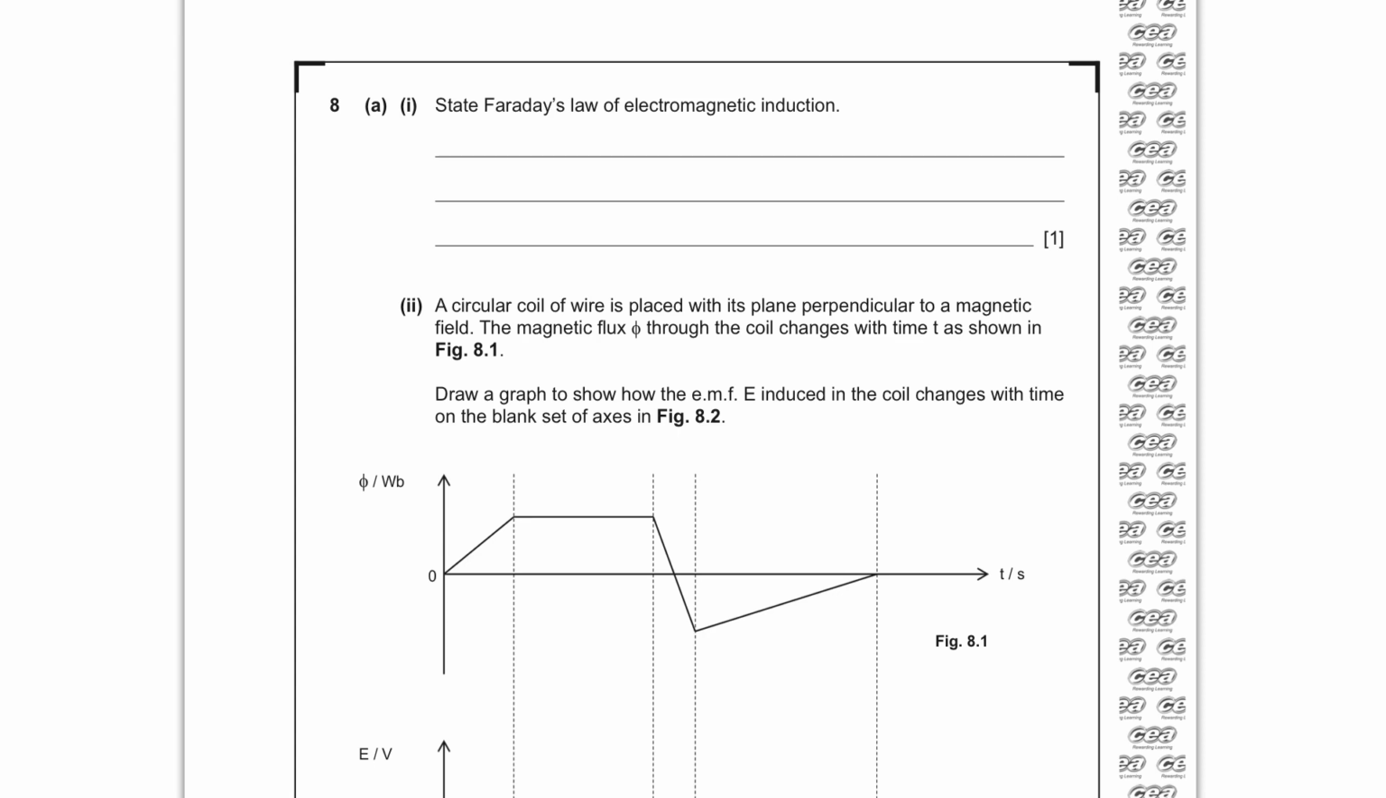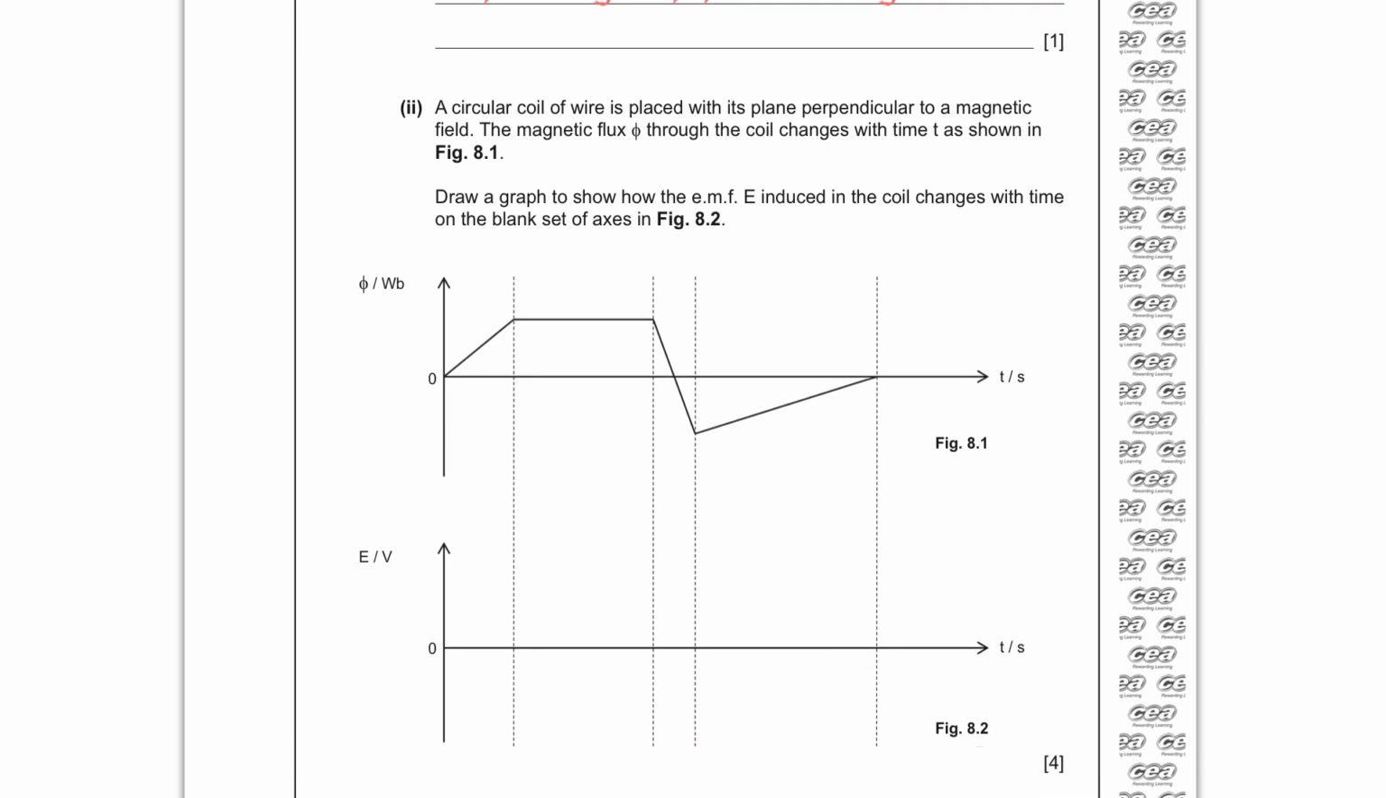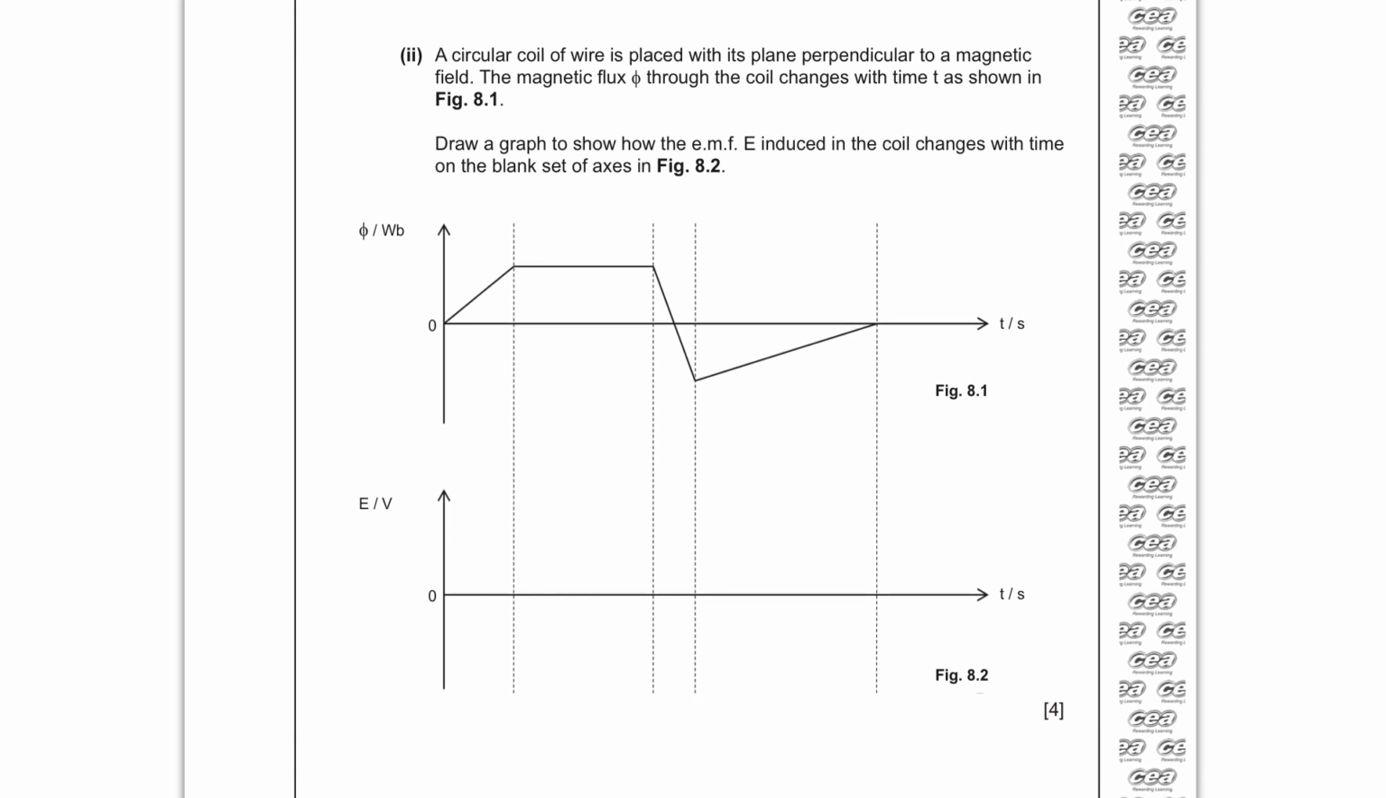8A Part 1. State Faraday's law of electromagnetic induction. So, a straight statement from your notes there. The magnitude of the EMF equals the rate of change of flux linkage. Part 2. A circular coil of wire is placed with its plane perpendicular to a magnetic field. The magnetic flux phi through the coil changes with time as shown in figure 8.1. Draw a graph to show how the EMF E induced in the coil changes with time on the blank set of axes, figure 8.2.